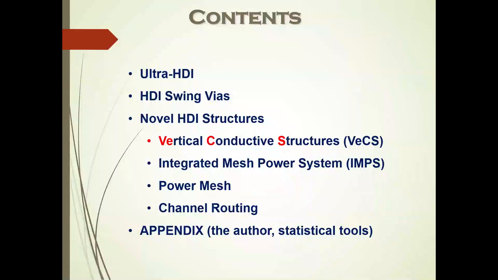A little about Ultra-HDI, and then back to conventional HDI, where we're talking about 25 micron and 50 micron traces and spaces. The Ultra-HDI roadmap focuses down to 5 micron traces and spaces. And then four novel HDI structures that we have used at Hewlett-Packard or even invented, but you may not be familiar with them. Their use in some advanced European and Asian constructions, and then our appendix.